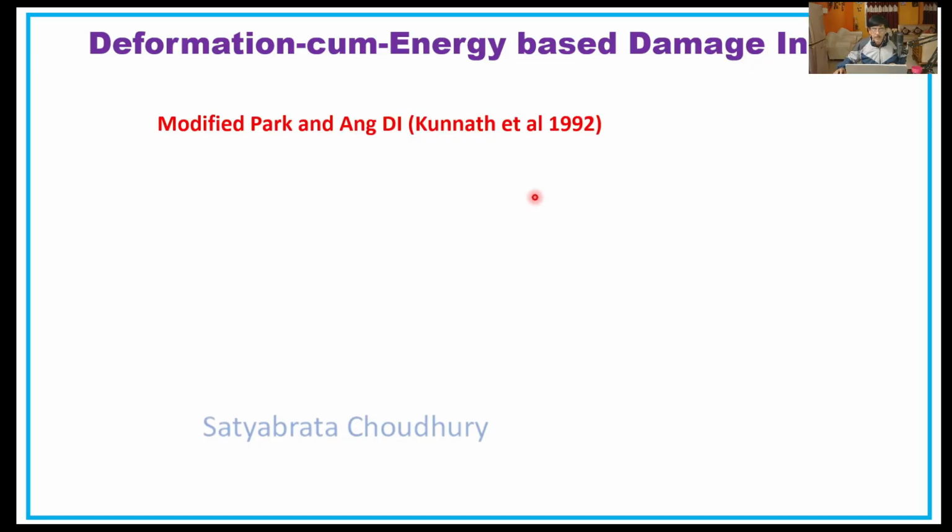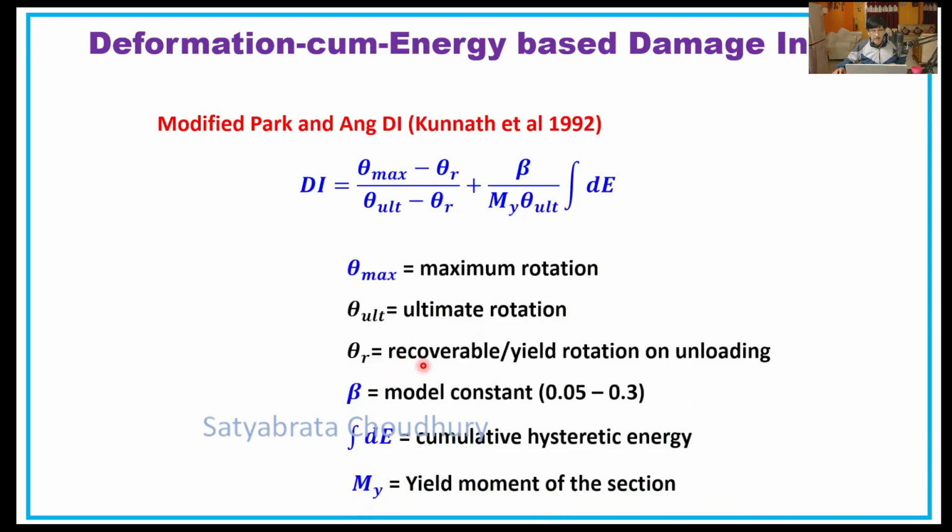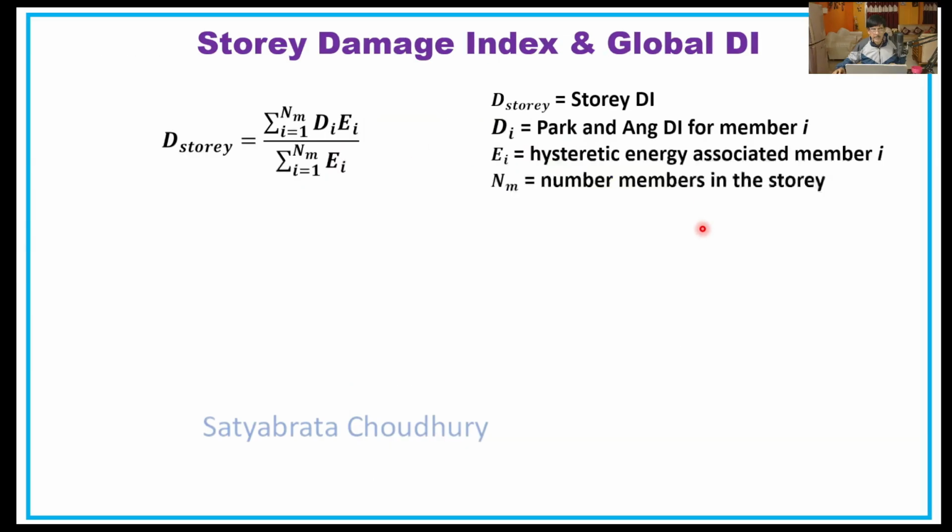Modified Park and Yang, Kunnath et al., given in 1992, is also very popular. The damage index is now given by theta max minus theta r divided by theta ultimate minus theta r, plus the previous part, which is the energy part. Here the new term theta r is the recoverable or yield rotation on unloading. So you can take for all purposes it is equal to the yield rotation. These are the angular rotations in the joint, and this is the energy in the loop. Through this you calculate the modified Park and Yang index.